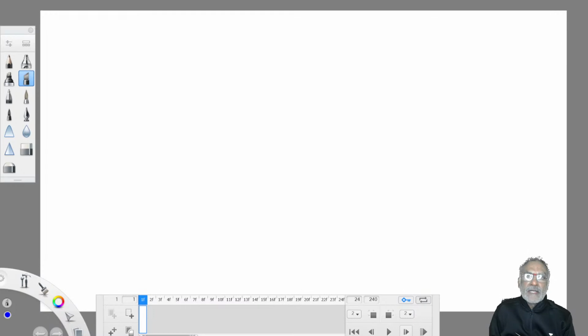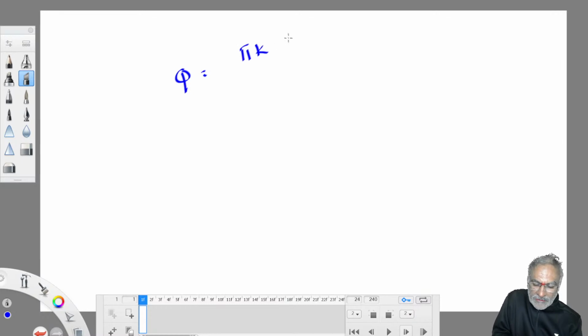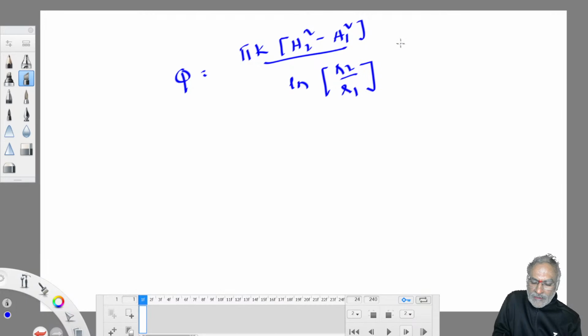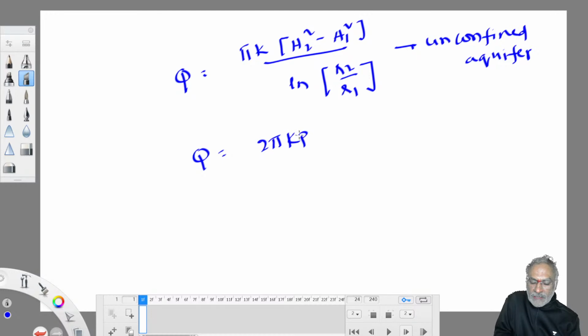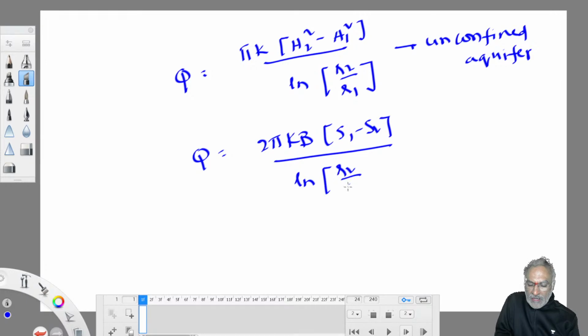So for a well laid in an aquifer zone, you can use these equations to work out yield from the well. For an unconfined aquifer, Q is equal to pi k into H2 square minus H1 square by ln R2 by R1. For a confined aquifer, yield is equal to 2 pi kb into S1 minus S2 by ln R2 by R1. So this is how we can work out yield from the aquifers.